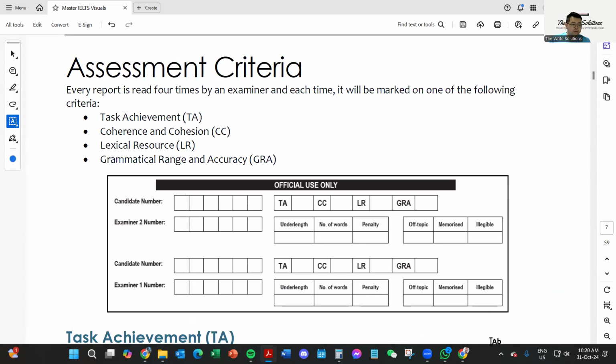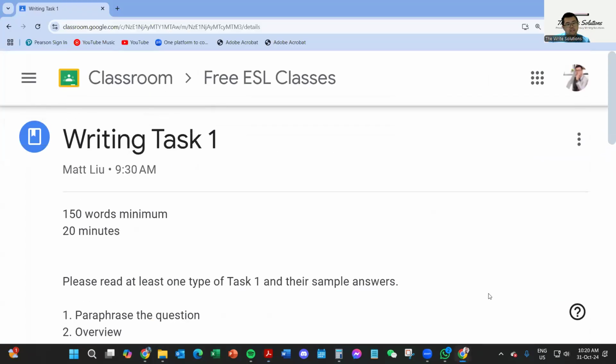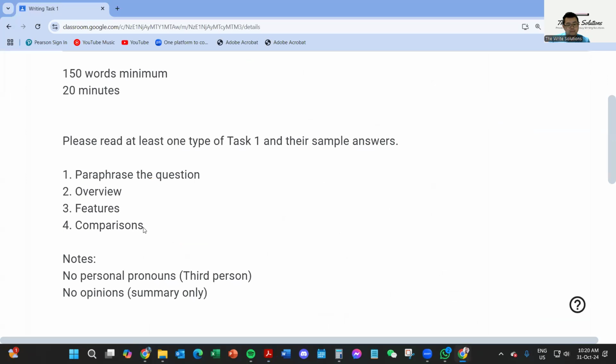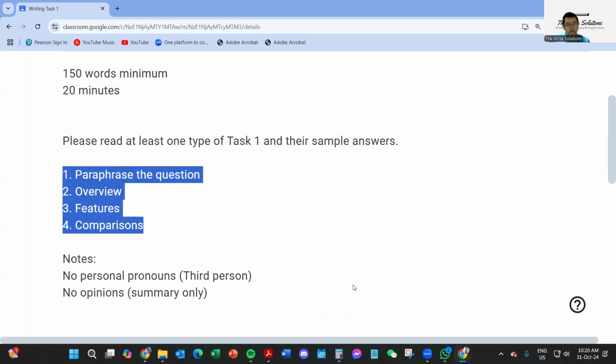Task achievement, okay? When we go back to the task achievement, you need these 4 things. Paraphrase the question. It is going to be about 1 sentence. And then overview, features, and comparisons. So for the mixed task, overview, features, and comparisons will be 1 paragraph, and then the other task, overview, features, comparisons. So there's going to be about 3 paragraphs.